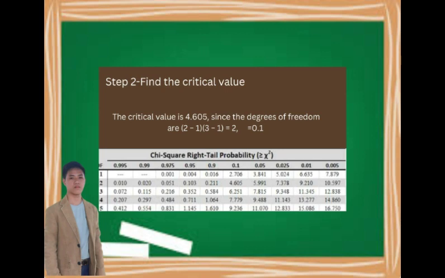In this problem, we subtract 1 from the number of rows, 2, which equals 1, and subtract 1 from the number of columns, 3, which equals 2. Then 1 and 2 are multiplied, and the product is 2. With 2 as the degrees of freedom and 0.1 as the alpha, it gives us 4.605 as the critical value. As you can see, the DF, or degrees of freedom, is aligned to 4.605 under the alpha. With our critical value done, we can now solve for the test value.